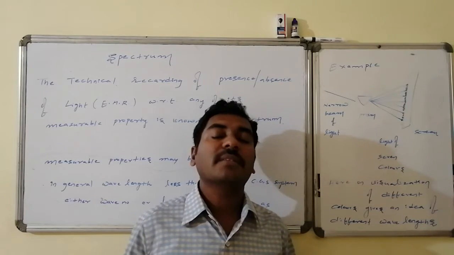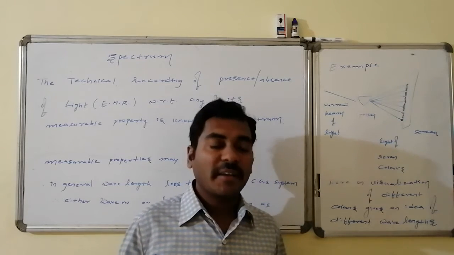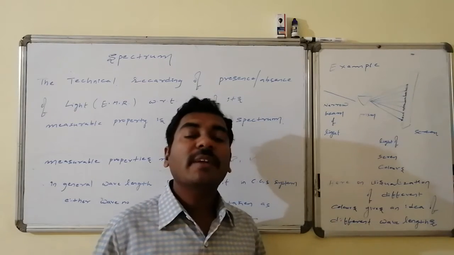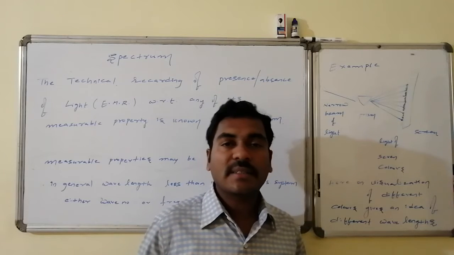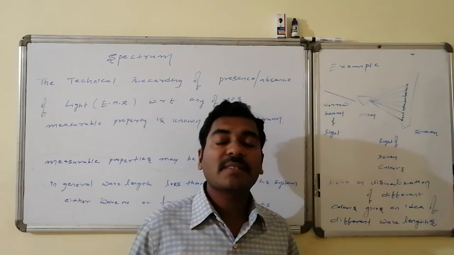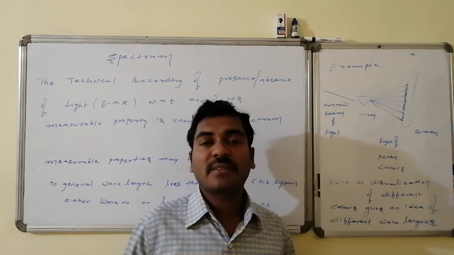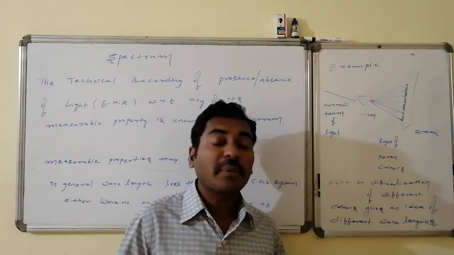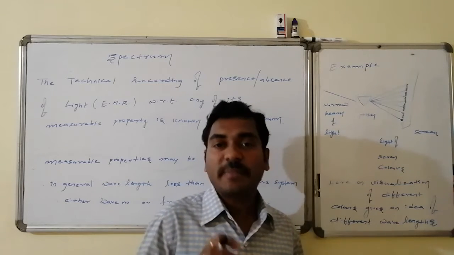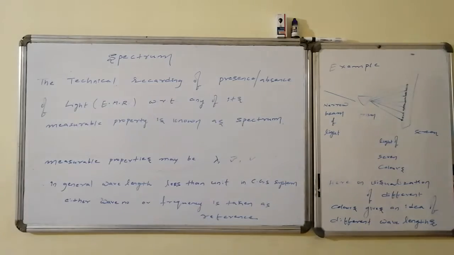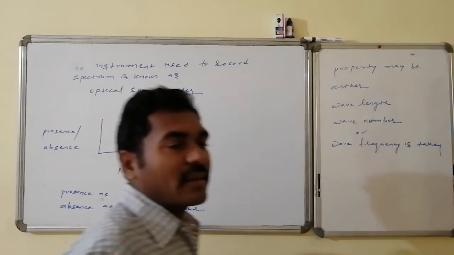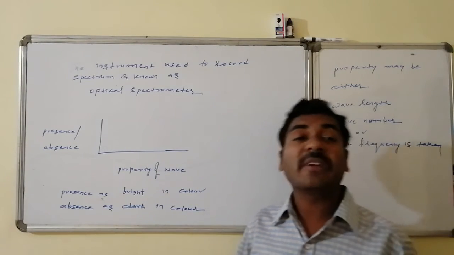But here also the technical recording is present, and by technically recording the presence or absence of the wavelengths, we will get a complete picture, that is how many different varieties of wavelengths or wave numbers are present. That particular way of technically recording the electromagnetic radiation's presence or absence is said to be the spectrum. The instrument used to record the spectrum of light or electromagnetic radiation is said to be the optical spectrometer.